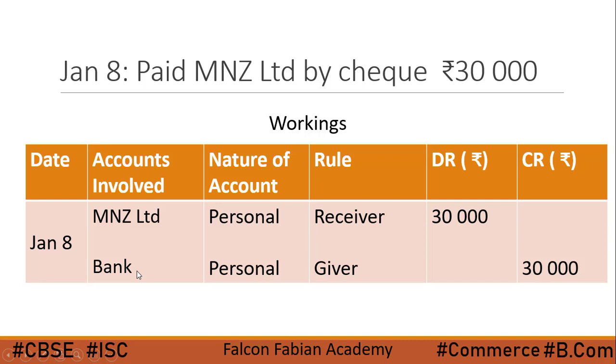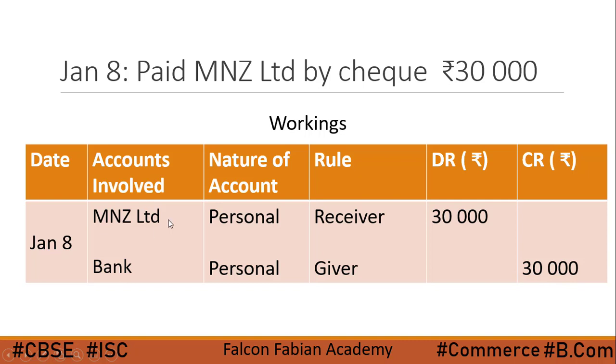The second account is bank. Bank is also an organization. It is also a business. Therefore, the rule for personal account is going to be applied to bank. And here, bank is the giver. This is the business bank account which is giving money to MNZ Limited. Therefore, bank account needs to be credited by amount 30,000.